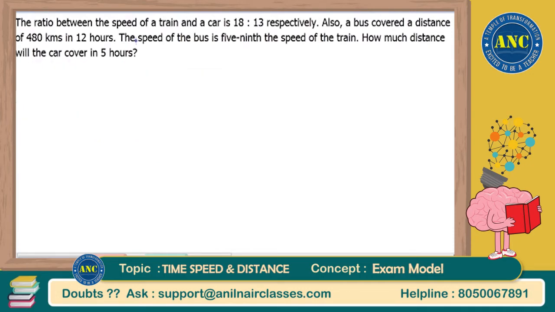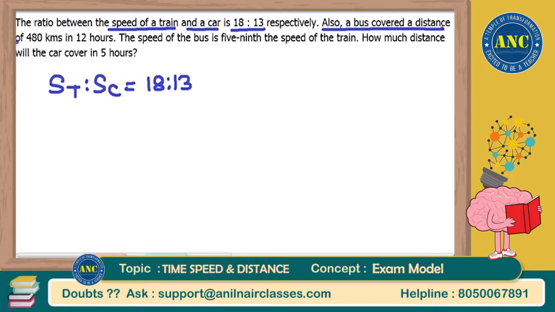Listen carefully, sir. Your question is, the ratio between speed of a train and a car is 18:13 respectively. Speed of train is to speed of car. It is given as 18:13 respectively. Right? This is the first statement. Second statement is, a bus covered a distance of 480 kilometers in 12 hours.